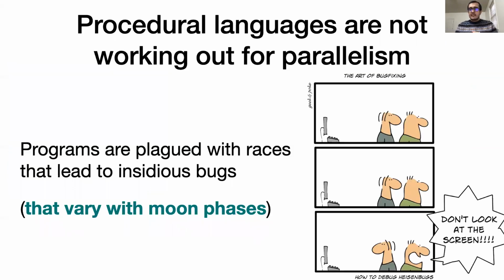Many procedural languages have been proposed for parallelism, but they are not working out. The issue is that these languages are difficult to write parallel codes correctly in. With little to no control over effects, their programs are plagued with data races that lead to very insidious bugs. Their programs are also difficult to read and debug. Fundamentally, the issue is that parallelism causes an explosion in the state space, which makes it very difficult for the programmer to reason about the correctness of their code.